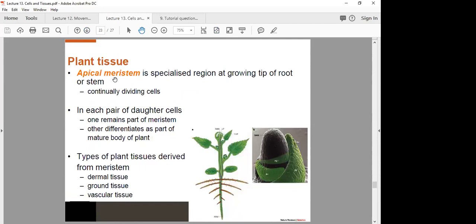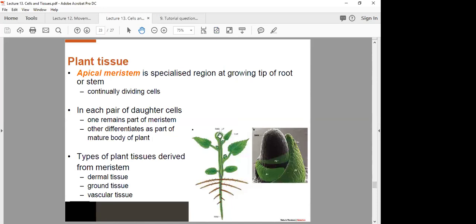These regions of undifferentiated cells, which you can consider as being analogous to stem cells in animals, are called apical meristems. The apical meristem is a specialised region at the growing tip of a root or the growing tip of the stem. They're continually dividing undifferentiated cells, and we often refer to them as meristematic cells. Just think of stem cells.